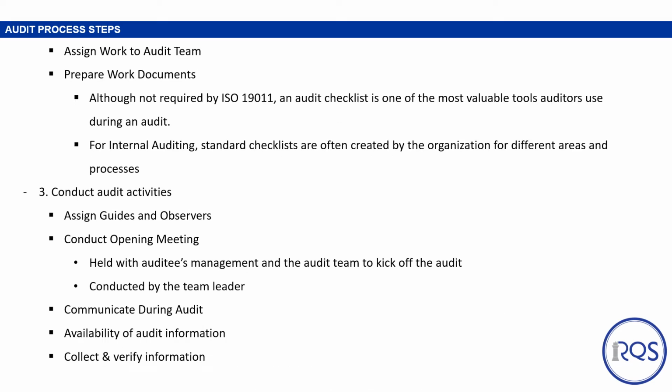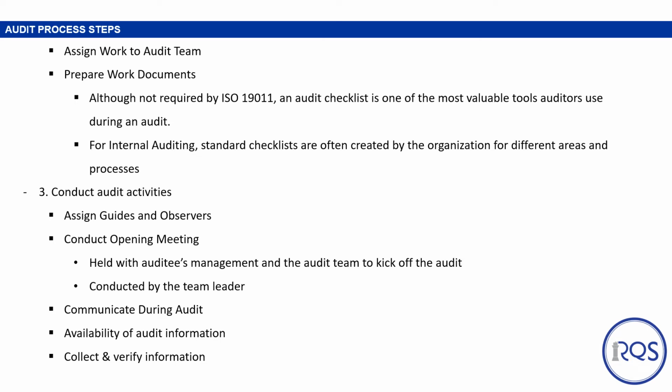Audit planning also includes assigning work to the audit team and preparing work documents. Although not required by ISO 19011, an audit checklist is one of the most valuable tools auditors use during an audit. For internal auditing, standards checklists are often created by the organization for different areas and processes.